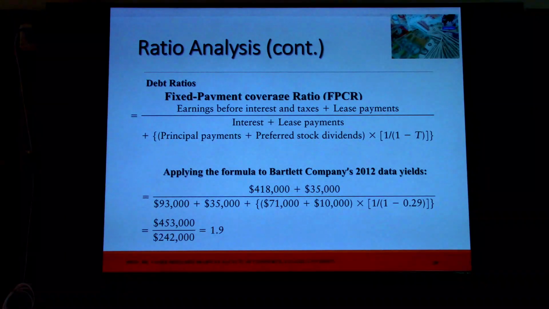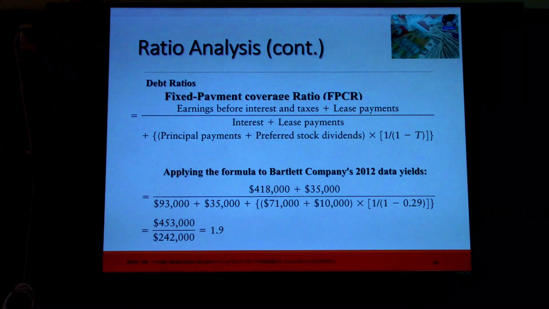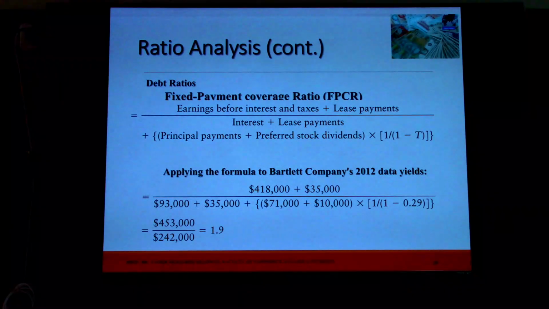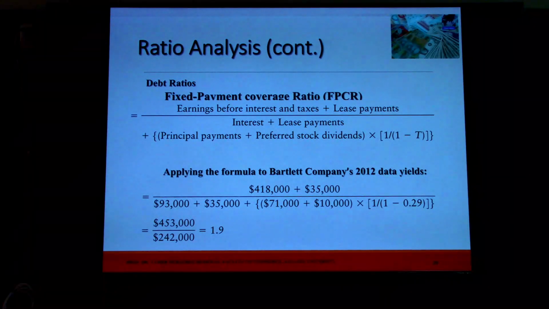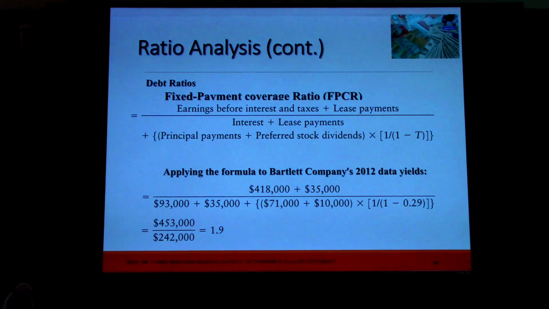The third type of debt ratio is called the fixed payment coverage ratio. نسبة أو معدل تغطية الأعباء الثابتة. طب ازاي نحسب معدل تغطية الأعباء الثابتة؟ The fixed payment coverage ratio is equal to earnings before interest and taxes, EBIT, plus the lease payment, divided by interest plus lease payment plus the result of principal payment plus preferred stock dividends multiplied by 1 divided by 1 minus T.